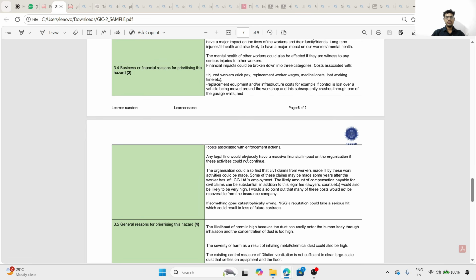Then legal fines that will come, that is also a financial impact. We had seen all the costs that happen, like indirect cost, direct cost and everything. So court, legal fees, lawyers, everything you can see mentioned over here, insurance and all these things we had checked. If something goes catastrophically wrong, NGG's reputation could take a serious hit, which could result in loss of future contracts.